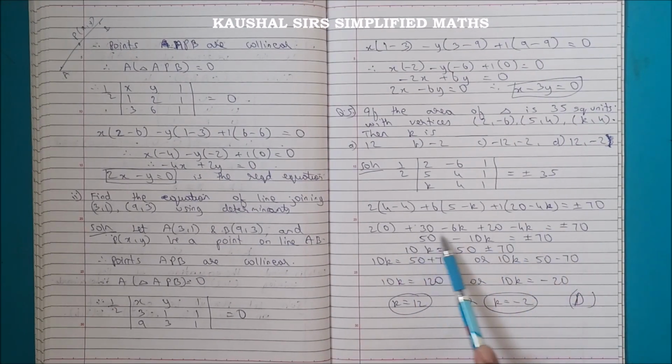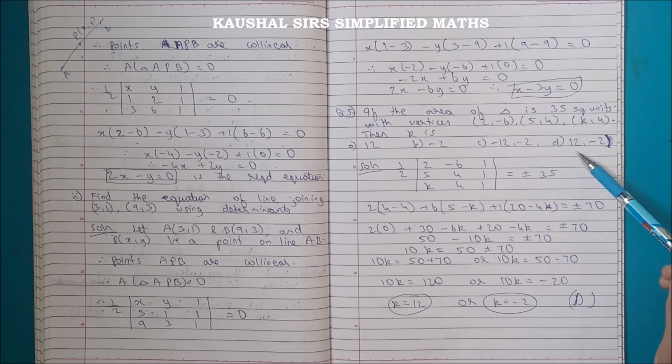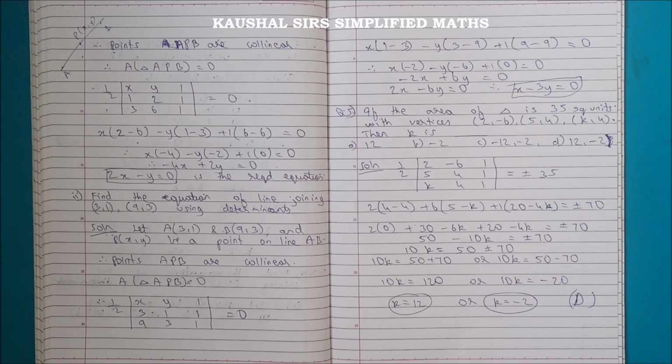So if you simplify, okay, take the k term as positive. So 10k is equal to one equation, you get 50 plus 70, or 10k is equal to 50 minus 70. So 10k is equal to, this becomes 120, or 10k is equal to minus 20. So k का value इसमें से मिलेगा 12 और k is equal to minus 2. So if you see, it's option number D, which is having 12 or minus 2 as your answer.